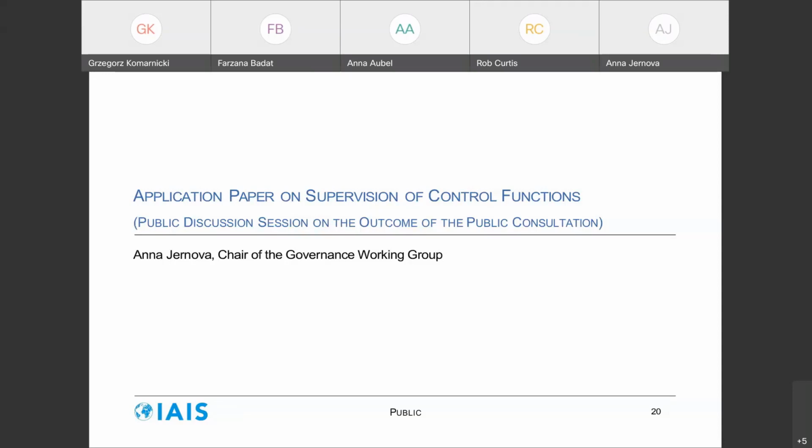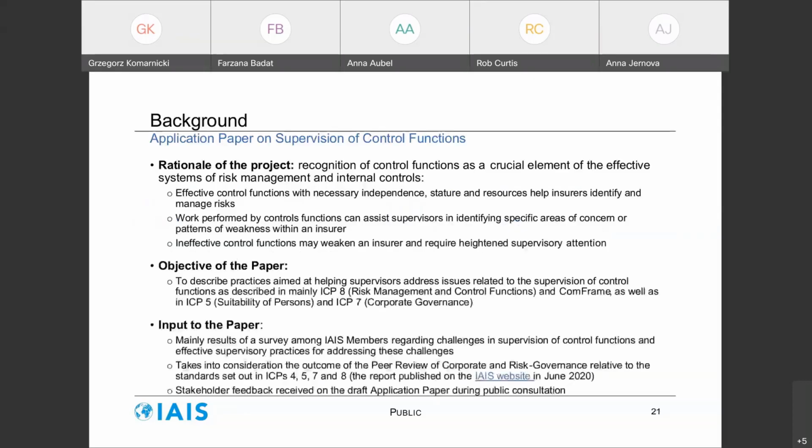So now we will move on to the next part of this event, which is the public discussion session on the application paper on the supervision of control functions, which was developed by the governance working group. So the draft of this paper was released for public consultation earlier in the year, and the final version was adopted by the executive committee last week.